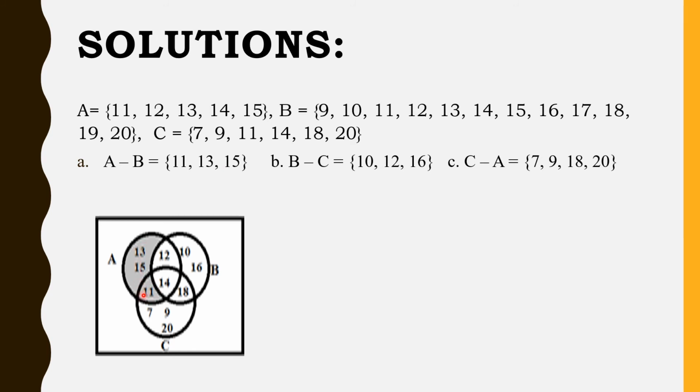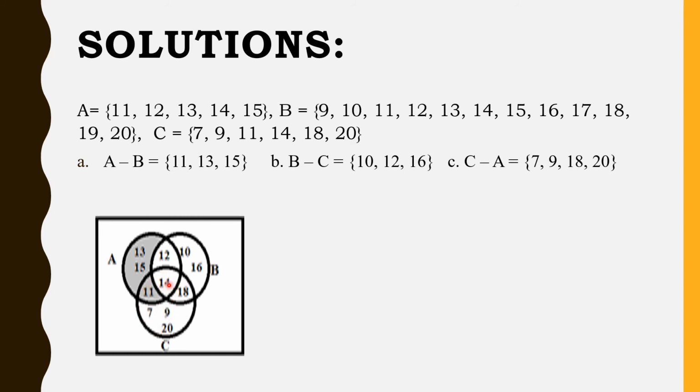Okay, ito. B minus C. What's the answer here? Ito lang din po. 12, 10, and 16. Siya lang po ang member ng B. What about C minus A? Ang C minus A, ang member lang niya is 7, 9, 18, and 20. No, bakit? Hindi nakasali itong dalawa.